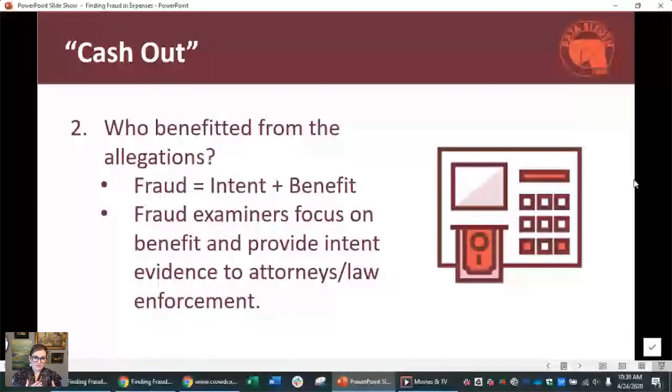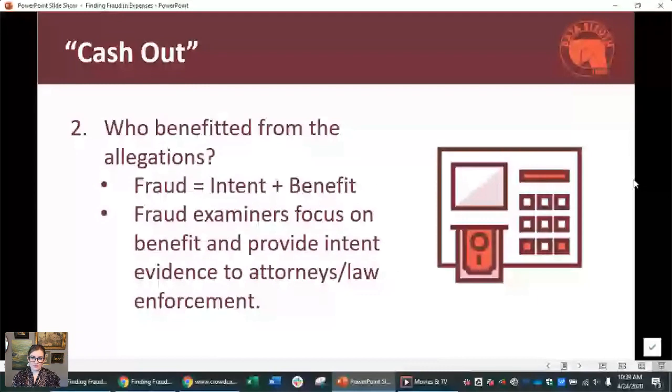We're there as fact finders and experts to advise where the money came from, where it went, and maybe what schemes based on our experience. But we're not going to accuse someone of committing fraud. We're not responsible for that. That's the judge, that's the jury. That's also the attorney's job, to prove that intent. What we can do is help them find evidence that helps support that intent piece. So I like to make that distinction because we are not the judge or jury.